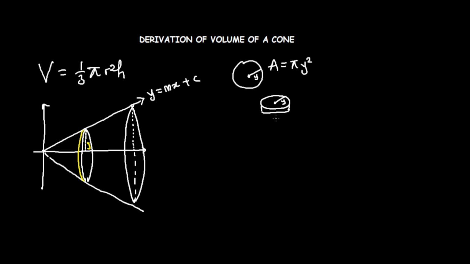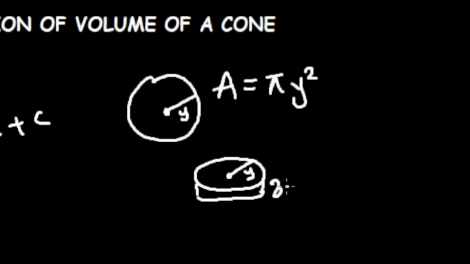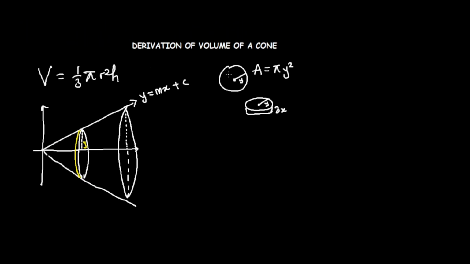Now if I want to consider this particular shape, this is a cylinder, and for every little cut that I have, let me call it a change in x, because I'm cutting it along the x-axis. So if I want to find the volume of the cone, if I can get the volume of all of the small cylinders in the cone, then I should be able to get the volume of the entire cone.